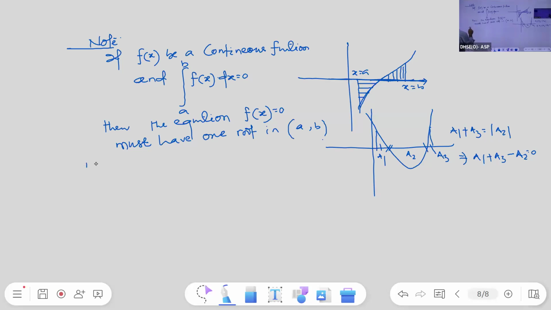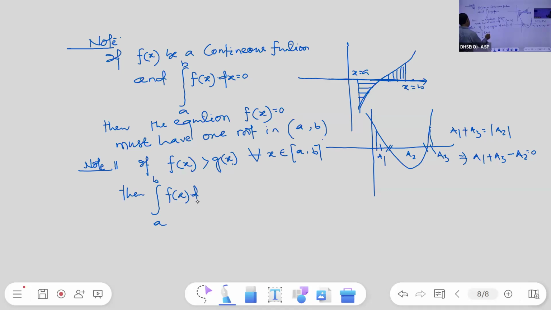Then come to the second note point. If f of x is greater than g of x for all x belongs to a to b, then integral a to b f of x dx is greater than integral a to b g of x dx.